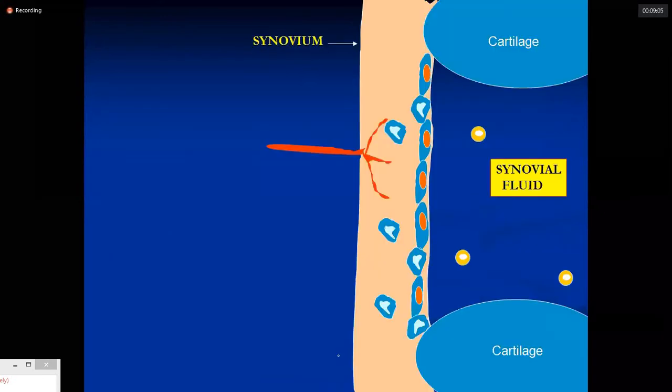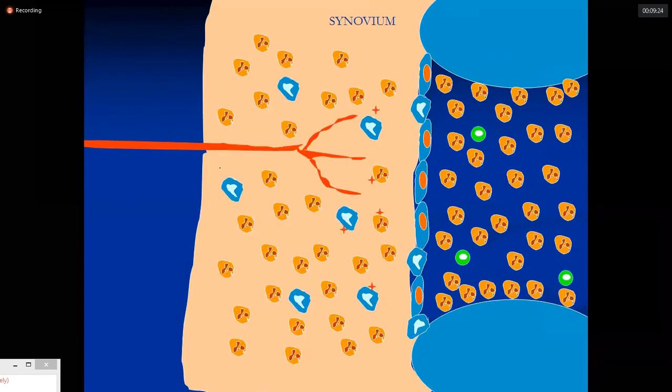Okay, so again the picture. This is the joint, the articular cartilage, the synovial fluid, and this is the synovial membrane. These are the cells. So when the bacteria invade the joint, what happens? One thing is that the thickness of the synovium increases.